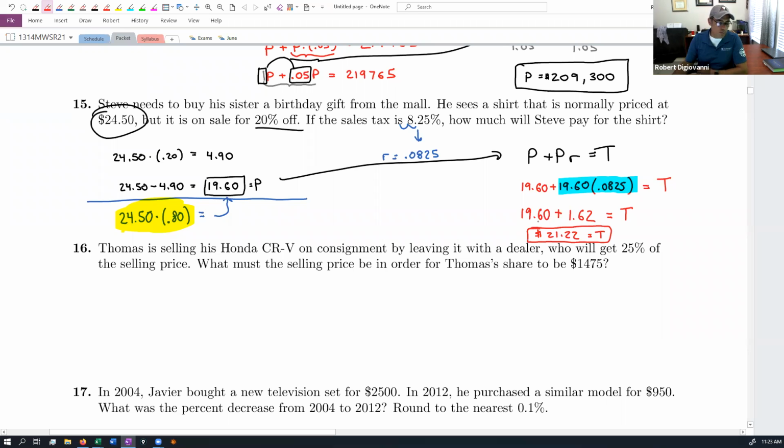So the shirt that's normally $24.50 is 20% off. And after tax, we wind up paying $21.22 for it.